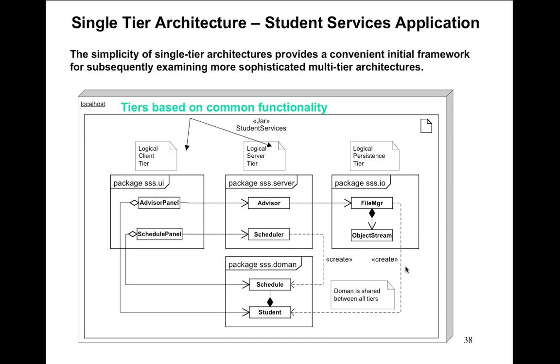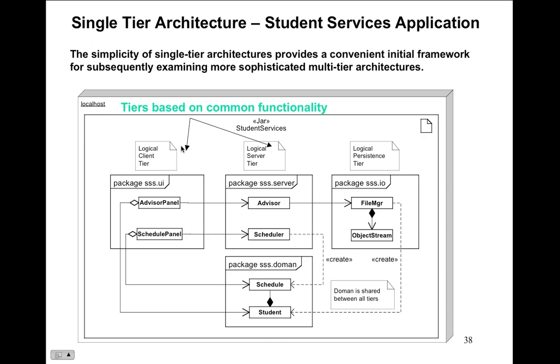The simplicity is great of the single tier. It provides a convenient initial framework for subsequent examining more sophisticated multi-tier architectures. So we can look at this and then we can figure out, well, how do we want to make this into a multi-tier? This tier is based on common functionality, which is quite common, actually, to break it out by functionality. We don't have to break it out by functionality, but that's the way that it's usually done.